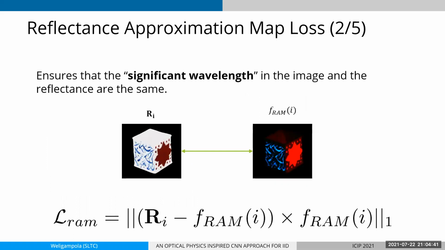Next is the RAM loss. It ensures that the dominant wavelength in the reflectance is the same as the one in the image. So as you see in this figure, if the red is significant at a certain point of the RAM, the reflectance should be predominantly a shade of red. The RAM loss component enforces this by the given formula. It ensures that when the RAM is activated, as in when the RAM value is high for a particular wavelength, then the corresponding wavelength should also have a high reflectance value.